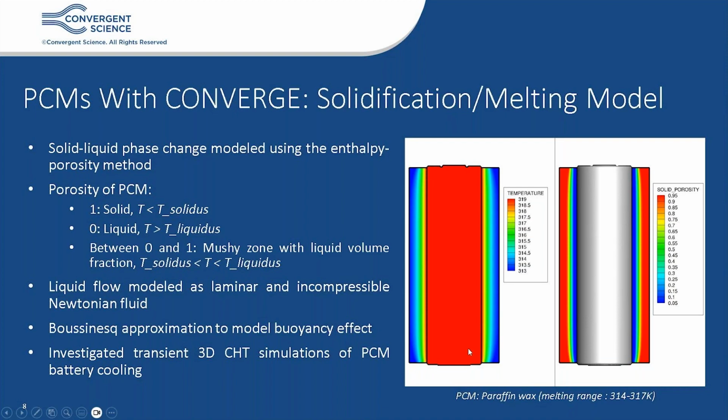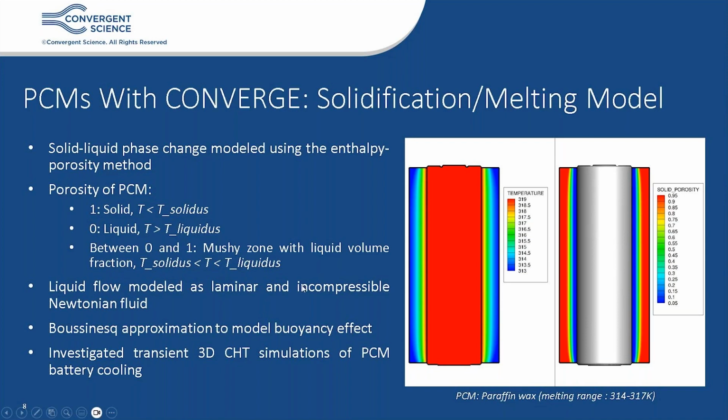To model the phase change process of such materials, we make use of the solidification and melting model. And this is done using the enthalpy porosity method. At that particular melting temperature range, the material will change phase from solid to liquid or vice versa. A porosity value of 1 implies the material is fully solid. A porosity value of 0 implies the material is fully melted or fully liquid. And any value in between is a mushy porous zone.